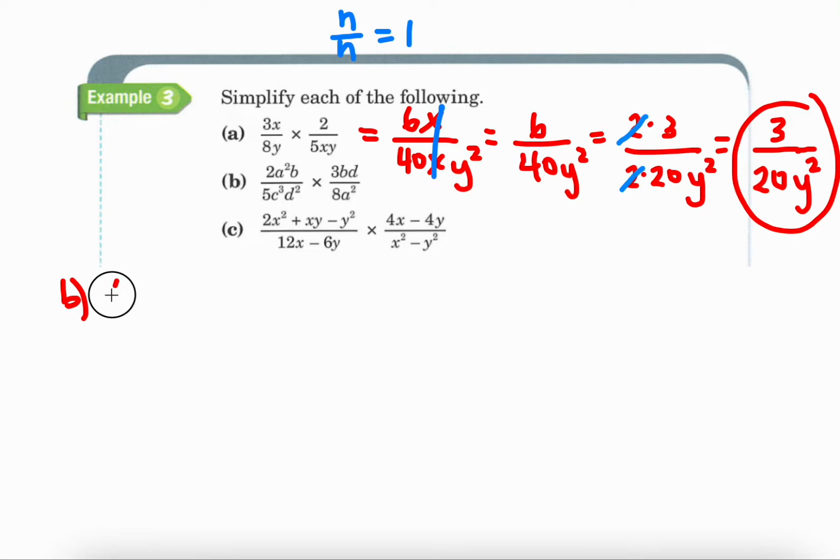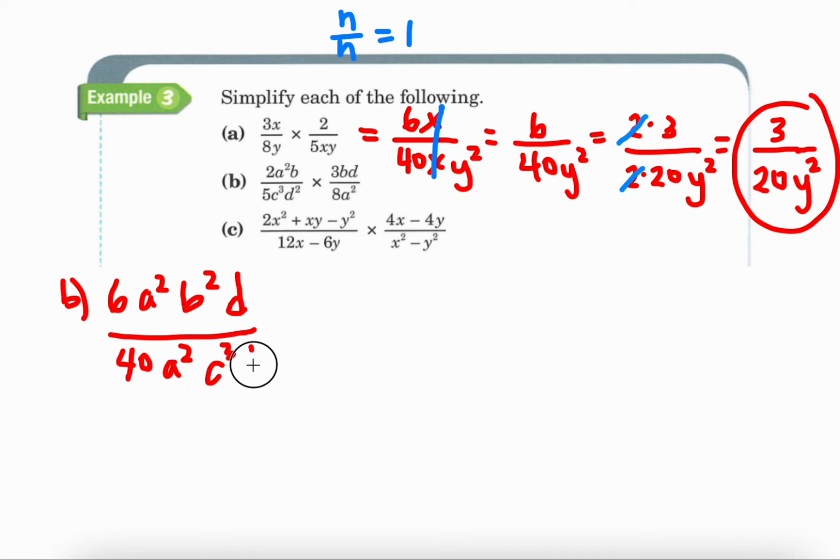2 times 3 is 6. A squared is by itself. B times another b is b squared. And then just d. So that's on top, and on the bottom we have 5 times 8, which is 40, a squared, and then c cubed d squared. Okay, and just like before, I can go ahead and cancel out these two a squares. They're already set up for me.